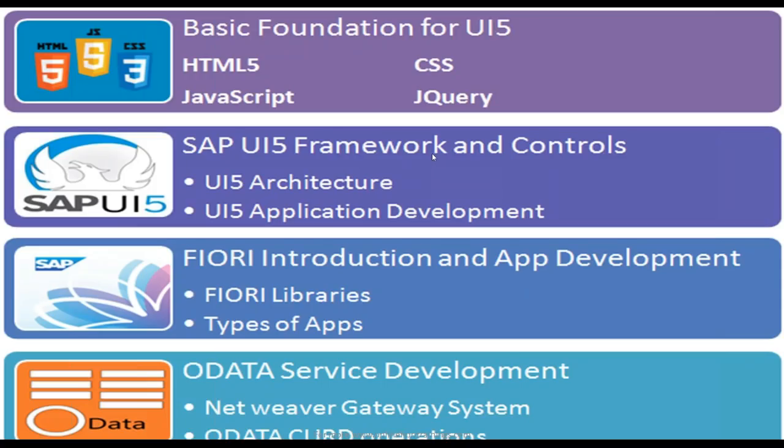This is the nutshell of the complete course content. The course is divided into 4 phases. The very first phase is basic foundation for SAP UI5, which includes HTML5, CSS, JavaScript, and jQuery. As I mentioned earlier, there is no prerequisite for this course. If you are a fresher, you can join this course. If you are an ABAPer, this course is designed for you. Don't worry about JavaScript. Don't worry about anything else. I will cover all of that as part of this course.